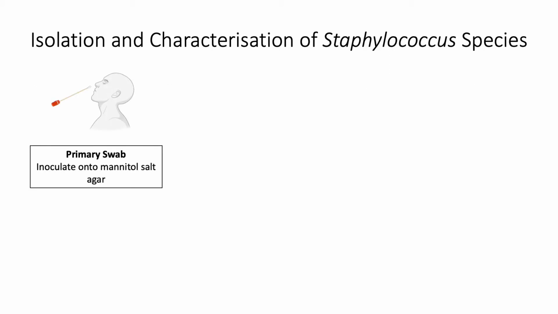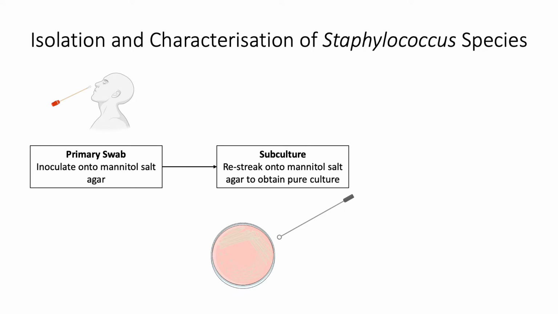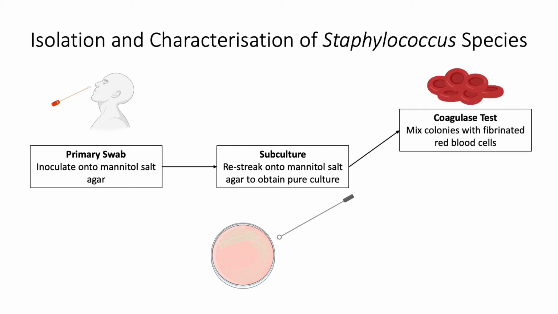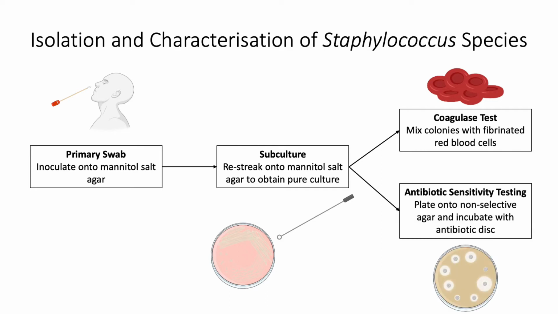In this experiment, a primary swab will be taken from the skin and nasal passage, 2 common sites of staphylococcal carriage. These will be inoculated onto mannitol salt agar to obtain pure culture. A coagulase test will then be performed on the isolated species, and antibiotic sensitivity testing will be performed to identify the commensal staphylococci that are resistant or susceptible to certain antibiotics.